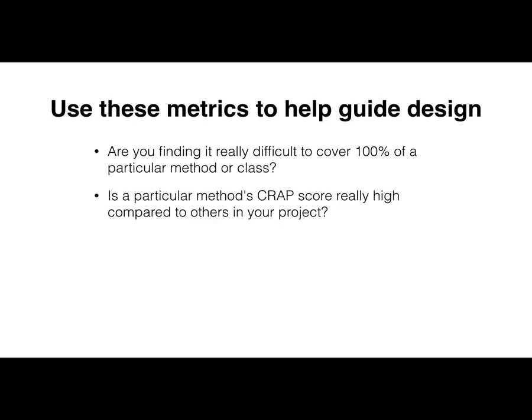And if the crap score is really high, it's another thing. You can see that typically methods that are really long will have high crap scores. Methods that do a whole lot of logic back and forth are going to have high crap scores. These are metrics that you can use to improve the quality of your code.